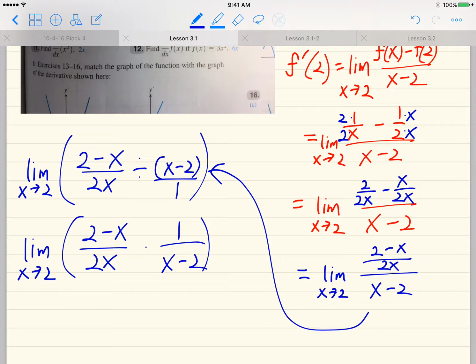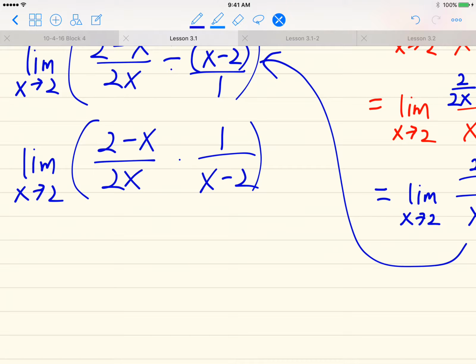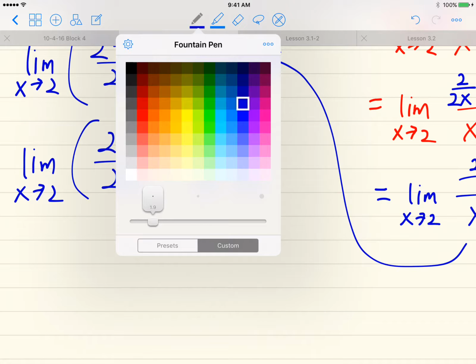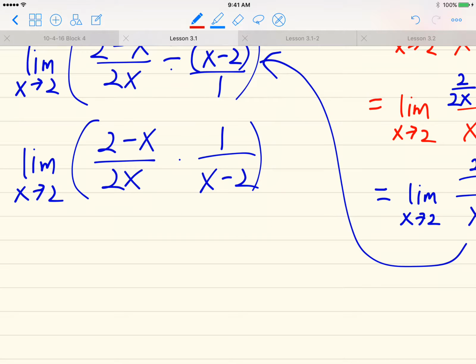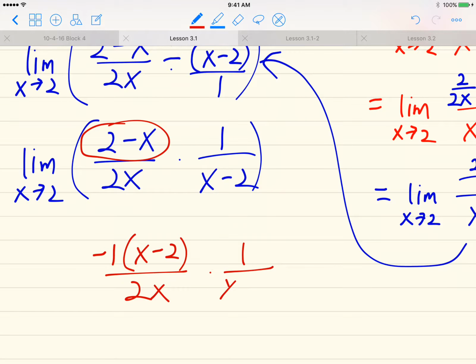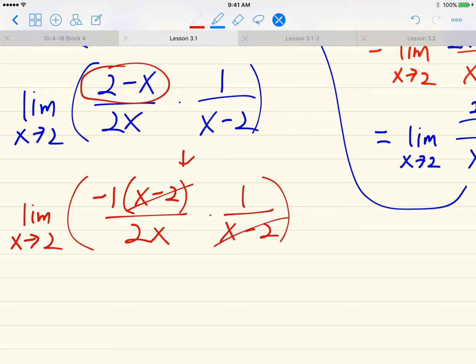And then this is where it gets a bit tricky, something that you've seen before, I don't think this is going to be a surprise. You should know that 2 minus x is related to x minus 2, because I could rewrite 2 minus x as negative 1 times x minus 2. I'm just changing the signs by taking out a negative. And in doing so, I could cancel out the x minus 2's. So you're only left with negative 1 over 2x.